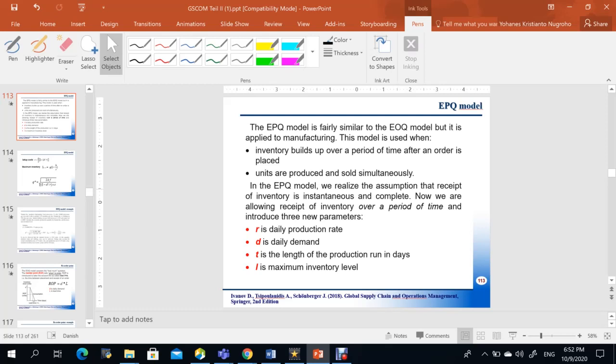In the EOQ model, we assume that receipt of inventory is instantaneous and complete. Now we are allowing receipt of inventory over a period of time and introduce three new parameters. First, R, the daily production rate. D is daily demand. T is the length of the production run in days. I is the maximum inventory level.